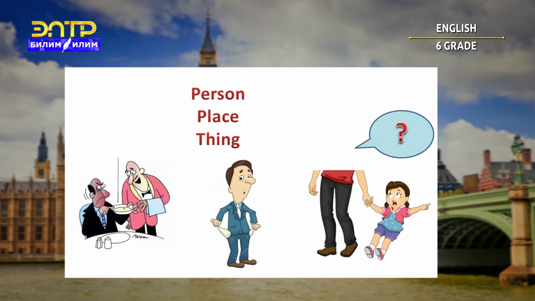Are you ready? Now, look at these three pictures and think what these people are talking about. A person, a place, or a thing. The topic of all these three situations is a thing. In a soup, in pockets, and in distance.